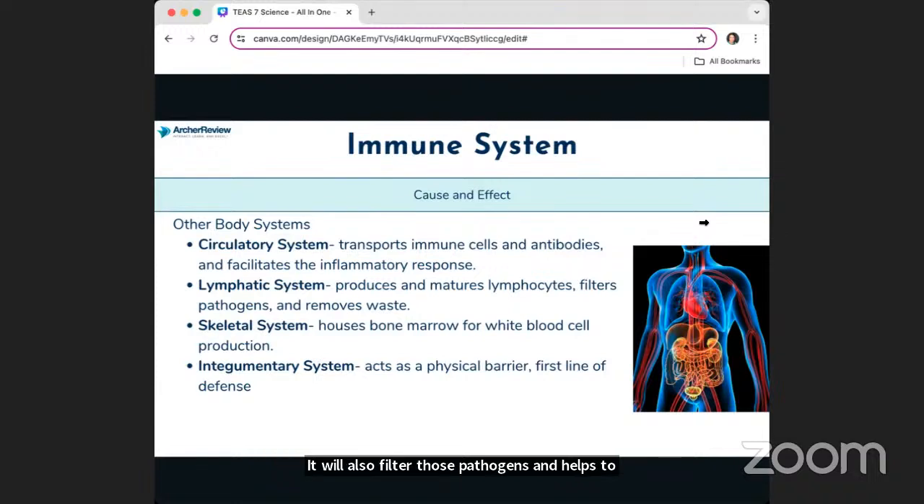Your skeletal system houses bone marrow for white blood cell production. We didn't talk about that in this skeletal system crash course, but you could definitely find more information on that in more of our on-demand videos. But the skeletal system does produce blood cells, and that's necessary for your immune system. The integumentary system is that first line of defense. It's a physical barrier.